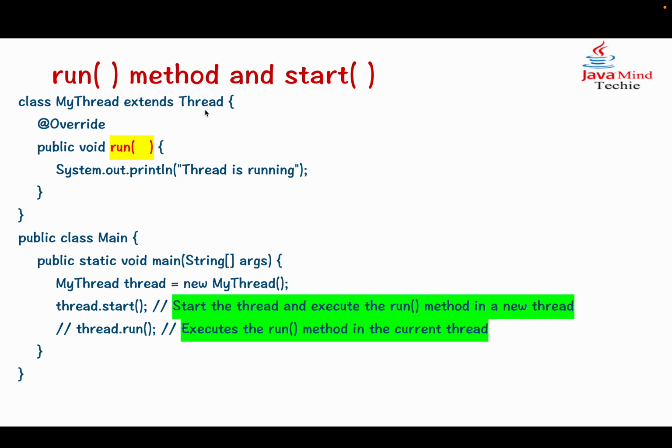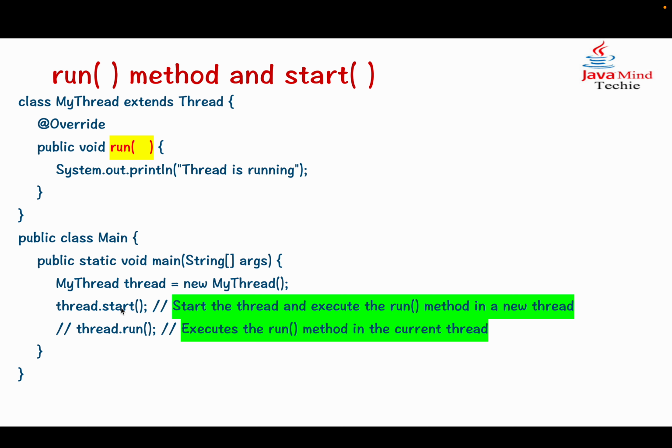Second step, you need to override the run method. Correct? Then, third step, you need to create the object of our MyThread class. See, this is our MyThread class, so you need to create the object of it. Once you create the object of MyThread class, then you can call thread.start.